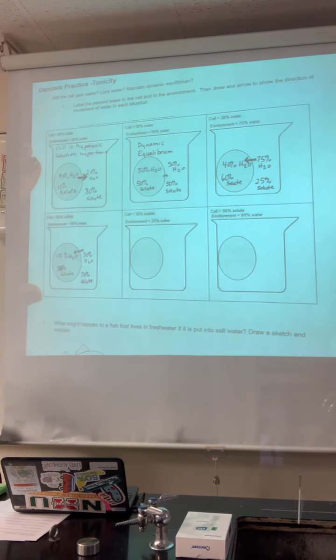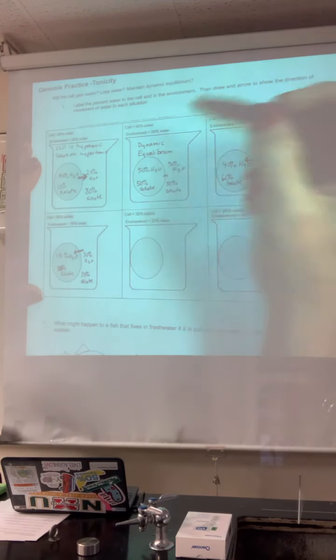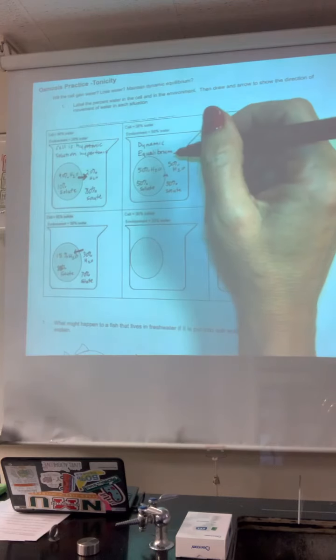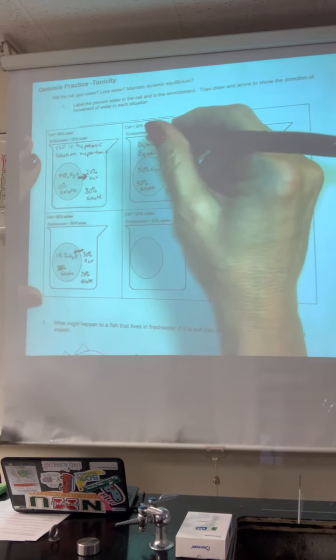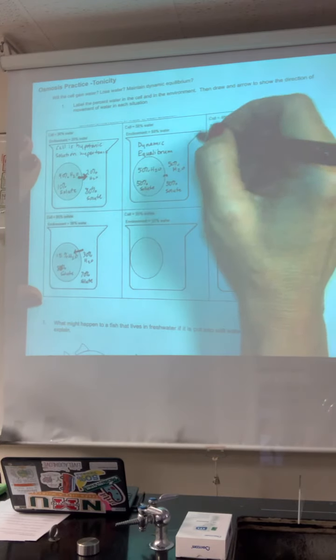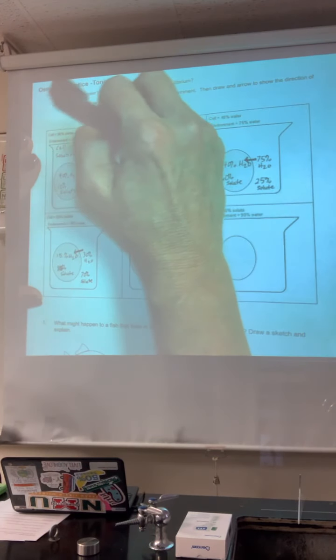Okay? All right. Dynamic equilibrium tells us we have what kind of tonicity? Everybody yell out their guess. Hyper, hypo, or isotonic? Yell out your guess for this one. This is isotonic. Okay?